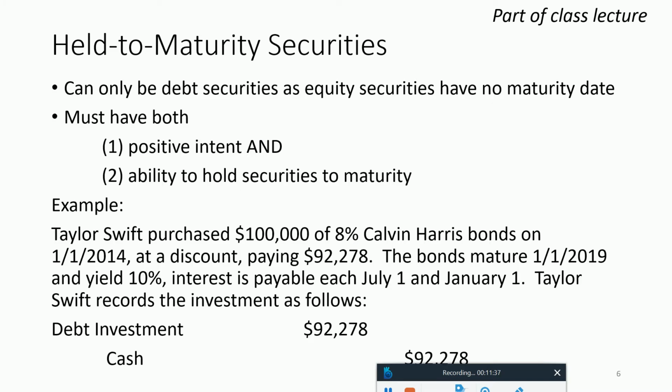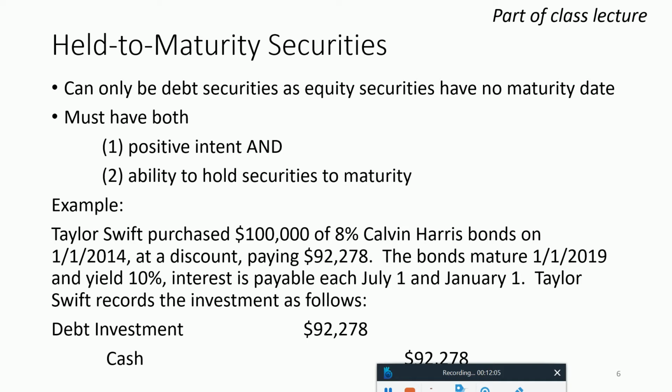Held to maturity securities can only ever be debt securities. The reason for that is because equity securities have no maturity date. If you go out and buy a stock, you could hold that stock forever if you wanted to. There's no end maturity date for stock, and therefore equity securities can never have a held to maturity designation.